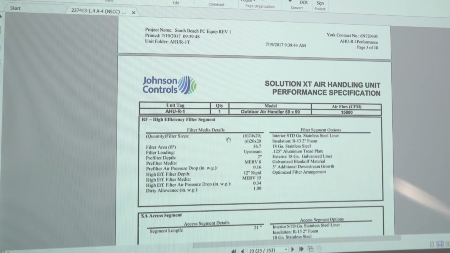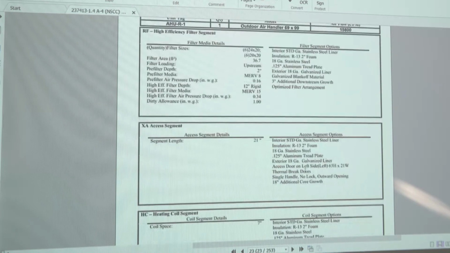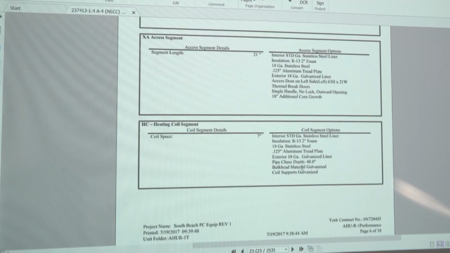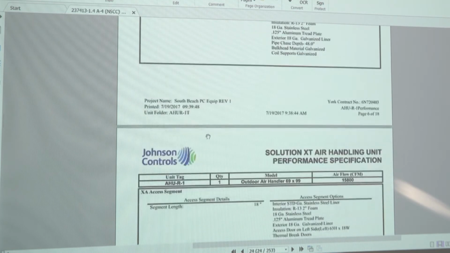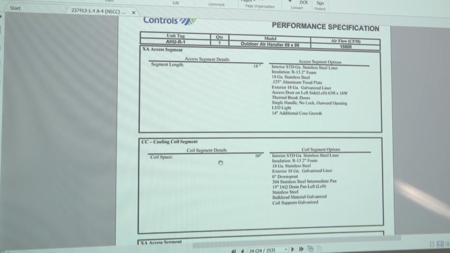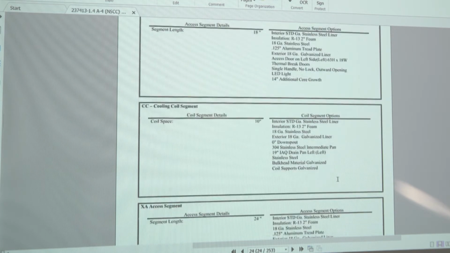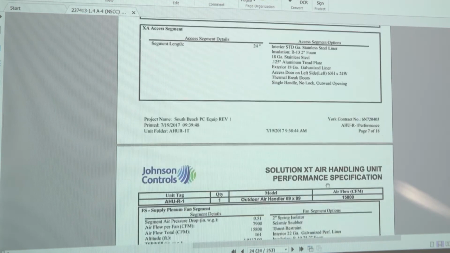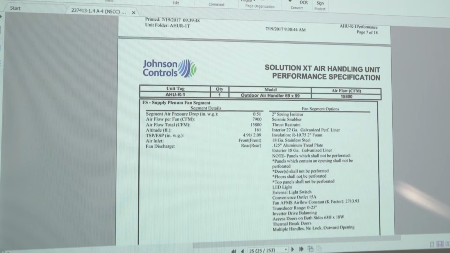Okay, you have your filter segments, your MERV 8 filters, 2-inch MERV 8s, your 12-inch MERV 15s. Again, it talks about the construction of the unit itself. Your heating coils, okay, you get into your heating coil segment, access section, your cooling coil segments. All these things are internally constructed with stainless steel construction for panels. So for corrosion purposes, you have that added protection.